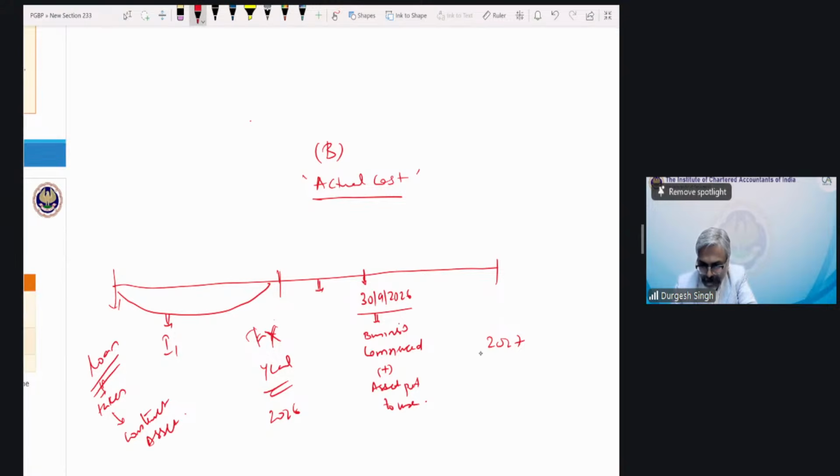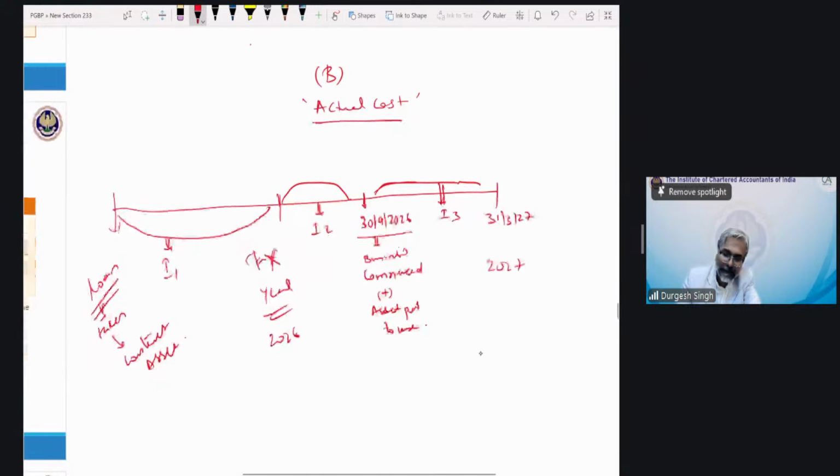Now there is also I2 from here to here, and then there is I3. Students, here there is I3 from 30th September to 31st of March. So this was the question before them: the treatment of I1, I2, I3. Now, here, students, primary tax year, you may say, just delete this part. Asset put to use.